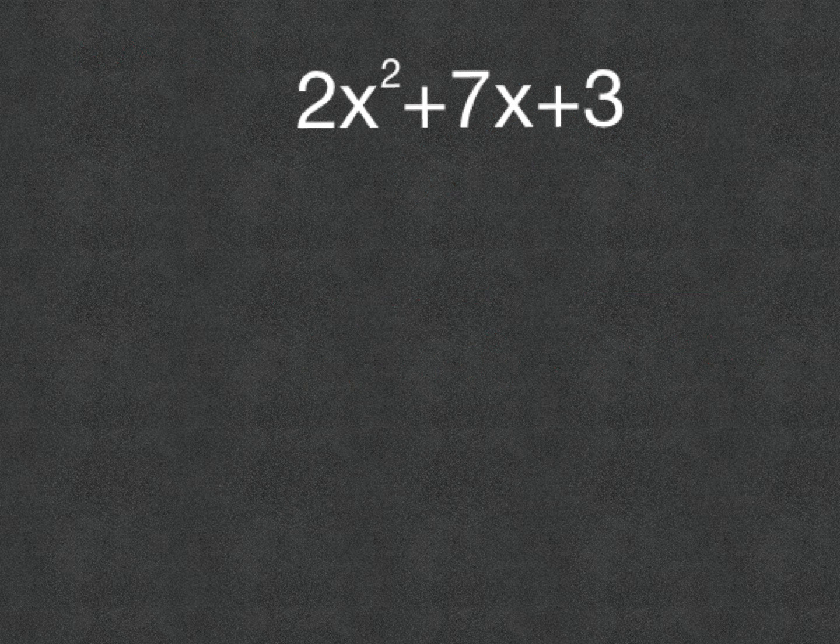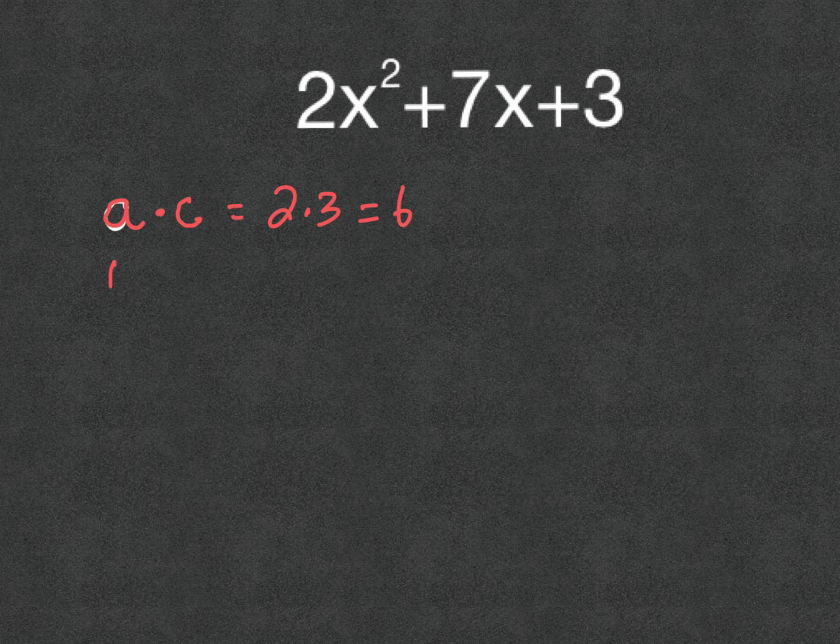All right, next one, 2x squared plus 7x plus 3. We don't have 4 terms, we have 3. We want to make it 4 terms. Do you remember what to do? Step 1, a times c. That's 2 times 3 equal to 6.